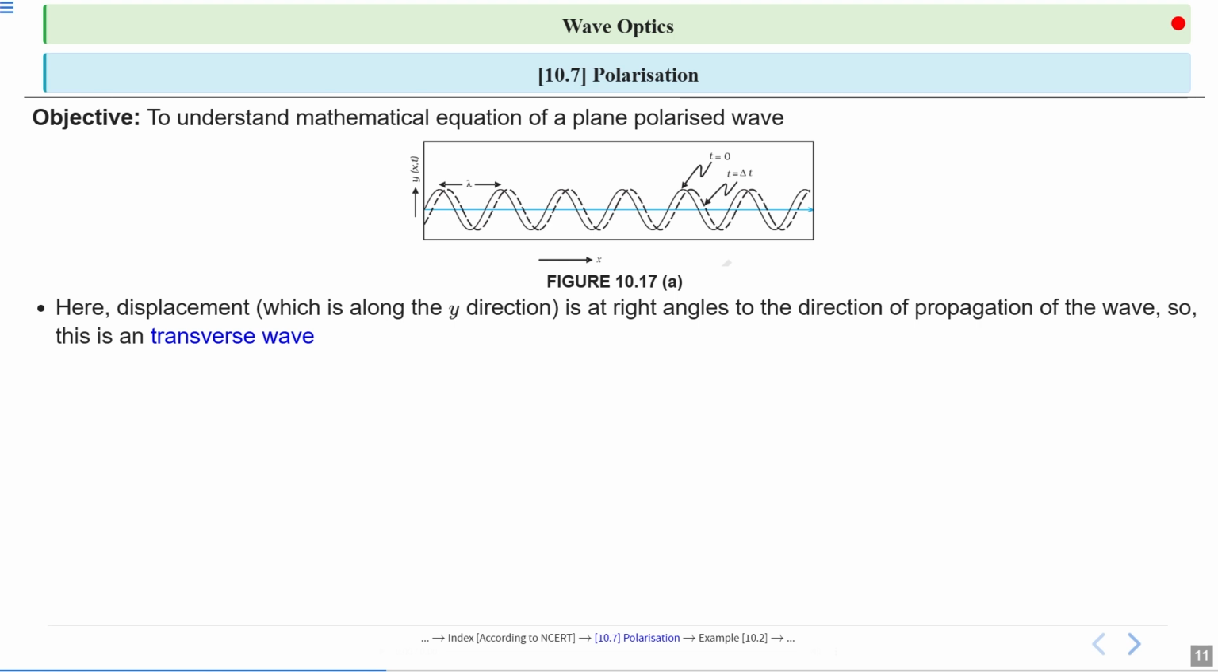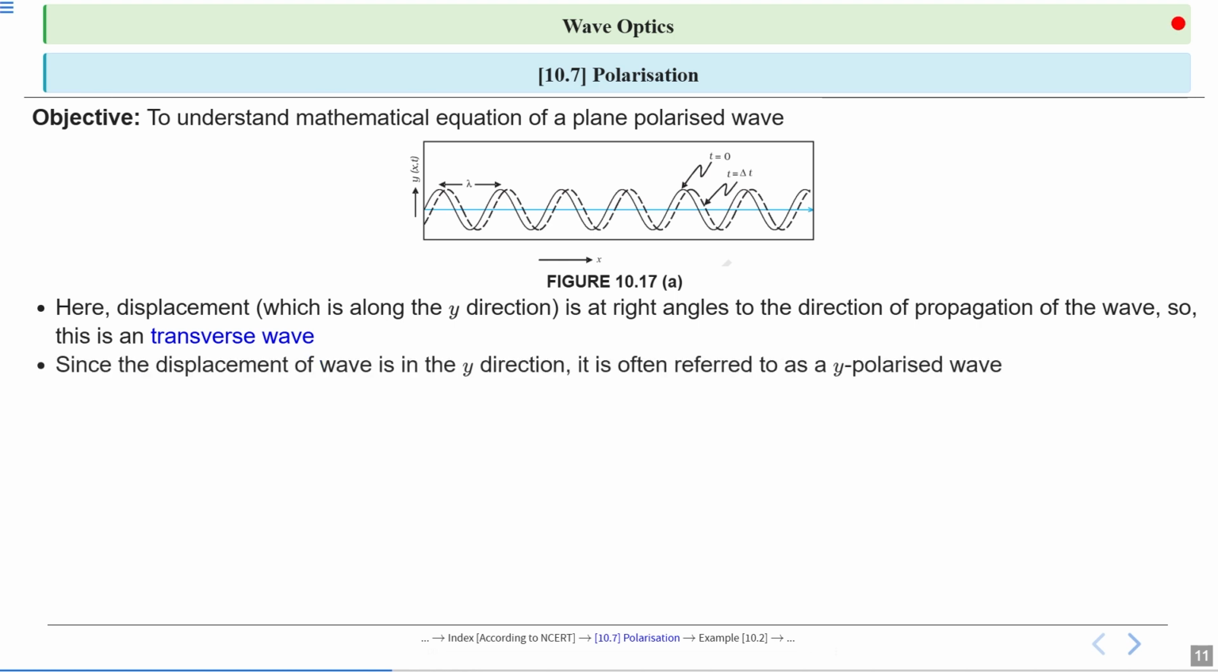So let's examine the first key point. The displacement of the wave is along the y direction and is perpendicular to the direction of wave propagation. This characteristic makes it a transverse wave. Remember, in a transverse wave, the displacement is always at right angles to the direction of propagation.